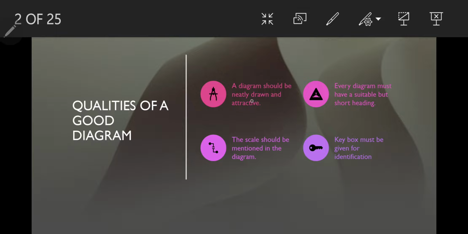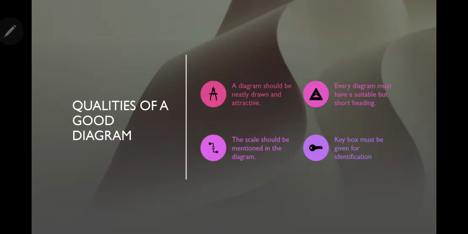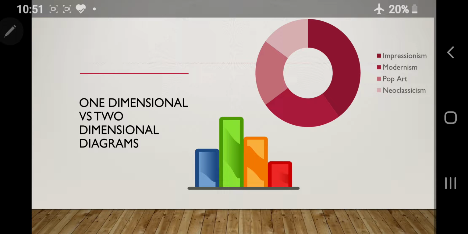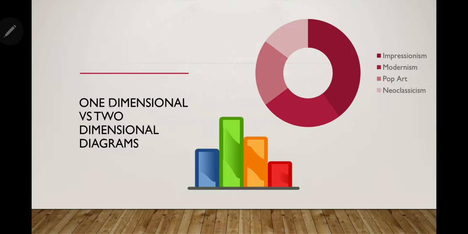A good diagram should be neatly drawn and it should look attractive. A proper scale should be mentioned in the diagram. The diagram should have a suitable and a crisp heading. A key box, or what we commonly call an index, should be mentioned in the diagram for identification of different types of components. Diagrams are of two types.